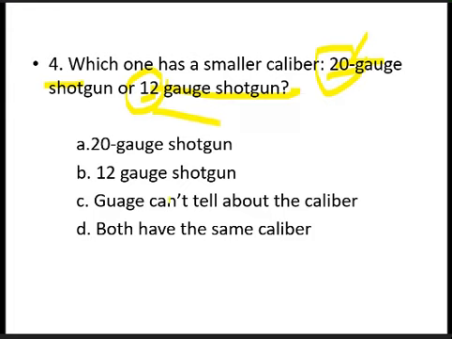First choice, we have 20 gauge shotgun. Ikaduha nga choice, we have 12 gauge shotgun. Ikatulo nga choice, we have gauge can tell about the caliber. And ikaupat nga choice, both have the same caliber. So what do you think? Unsa may dako o kalibre, ang 12 gauge or ang 20 gauge shotgun? What do you think? Just guess kung unsa inyo ang answer.